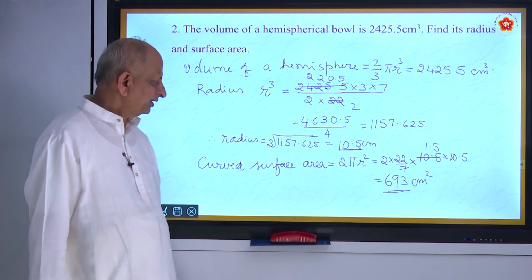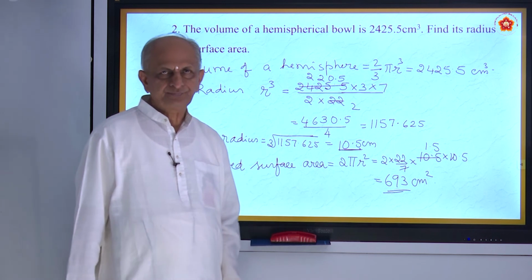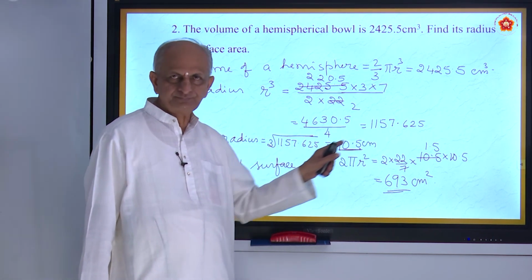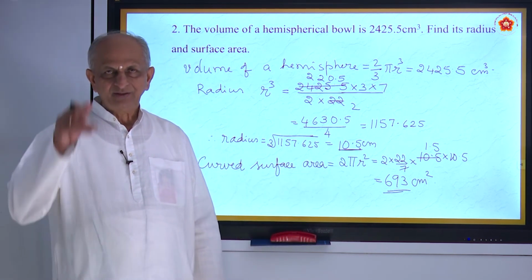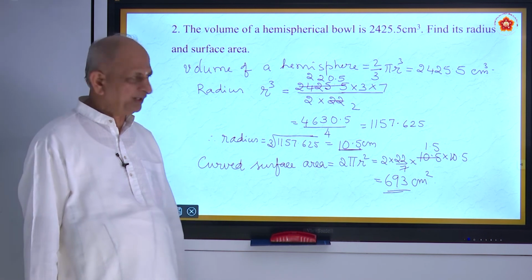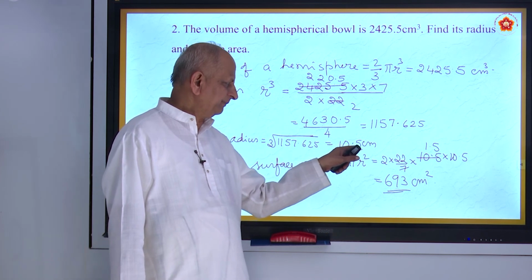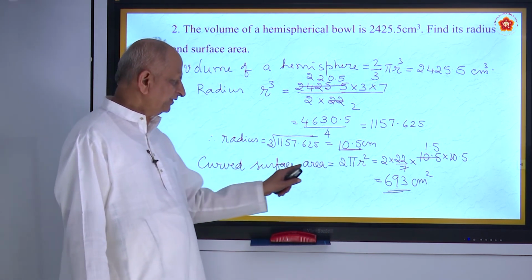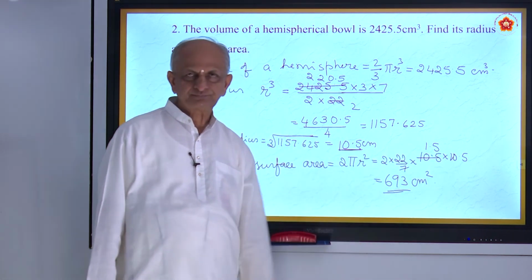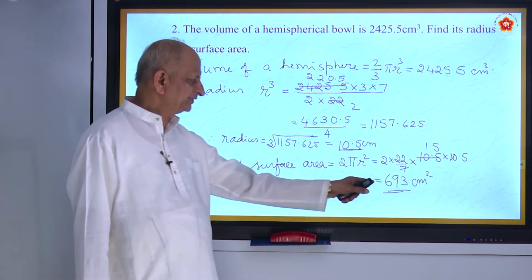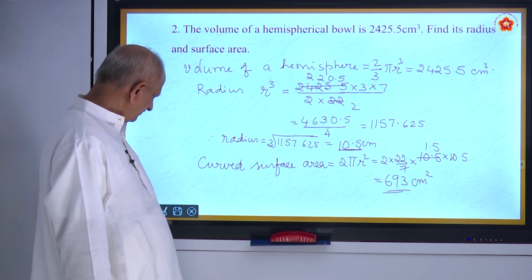It is 1157.625. And radius is equal to the cube root of this. Because r cube is so much, the cube root of that will be 10.5. How do you get it? By the factorization method. Go on dividing by 3, then 5, like that. You get 10.5. Now curved surface area is 2 pi r square. That is 693 square centimeters. Alright? Done it? Very happy.